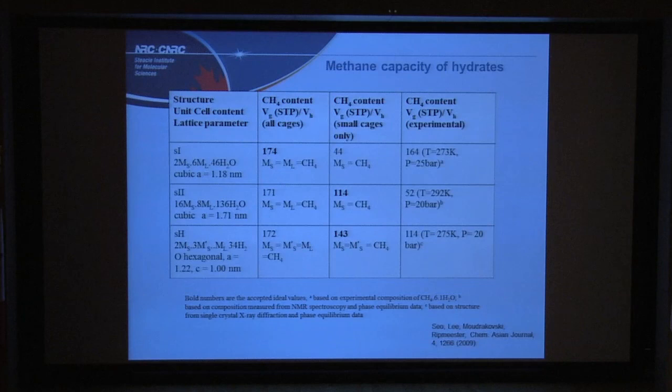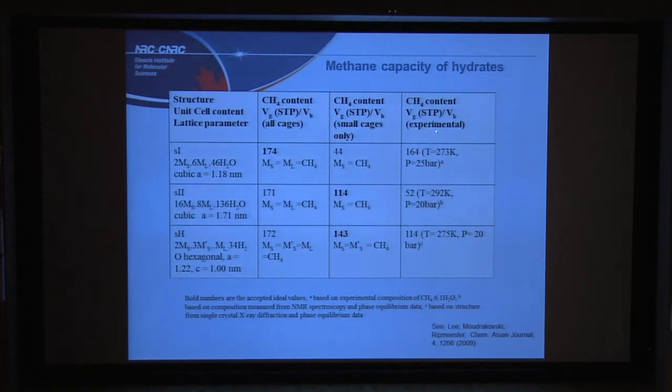On the other hand, we can put a large guest in the large cage and a small guest in the small cages, and then the capacities look like this. Except it's not very realistic that we can make a hydrate where there's a clean division of methane in small and large cages, so this is again a hypothetical situation. But for these two hydrates, it is realistic that we can fill all the small cages with methane and something else in the larger cages, and then these become the capacities.